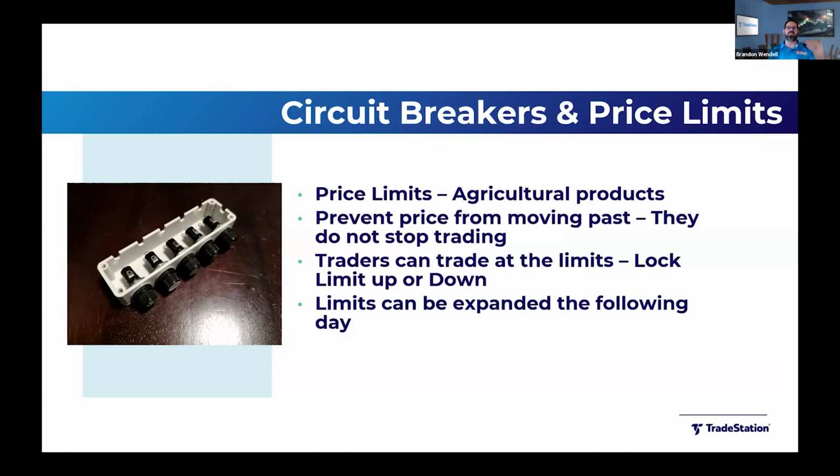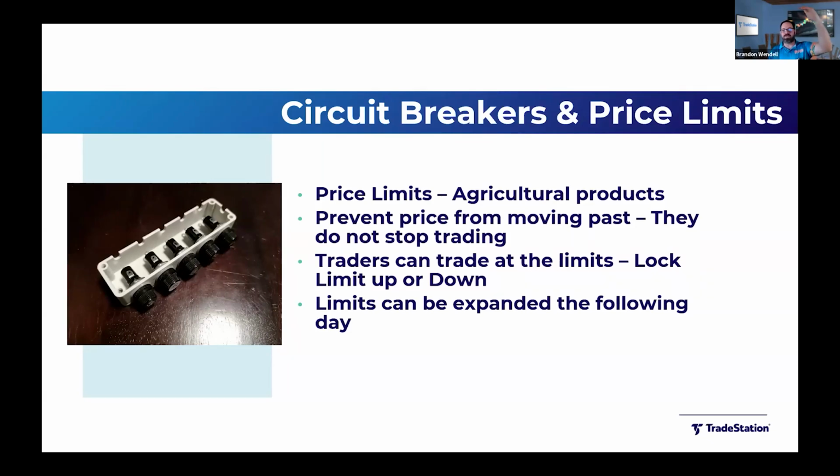They have what's called lock limit. So if there's so much of a panic that you drop down a certain amount on corn, then it can't drop any further. There can be trading at that level or it can go back up, but it cannot go beyond that level. You get what's called lock limit down.